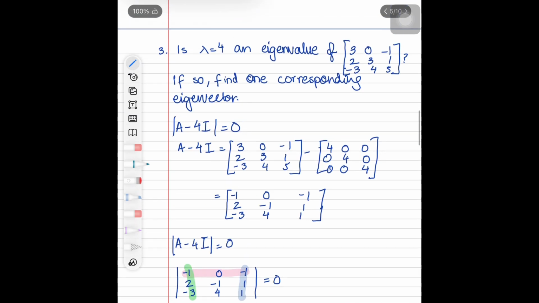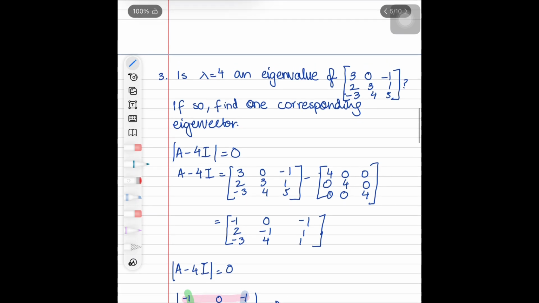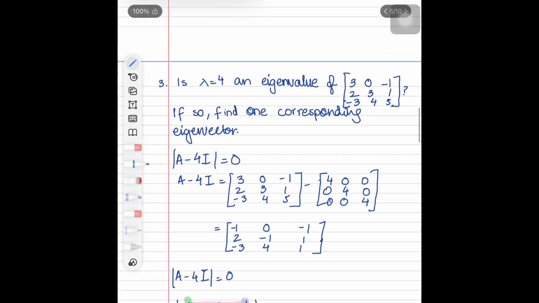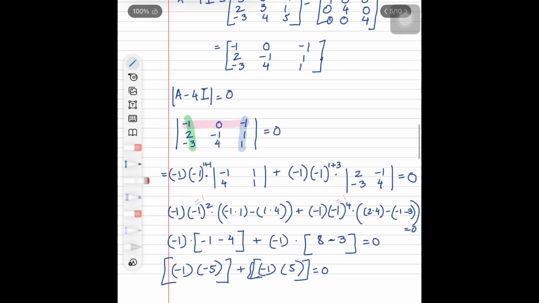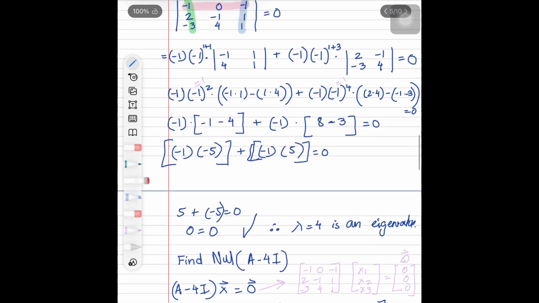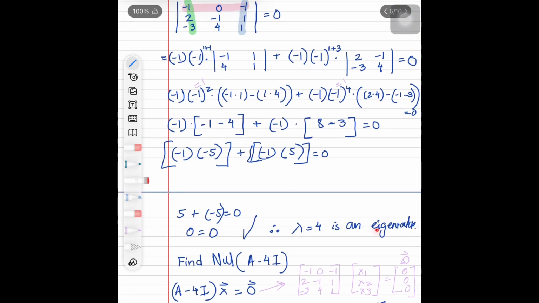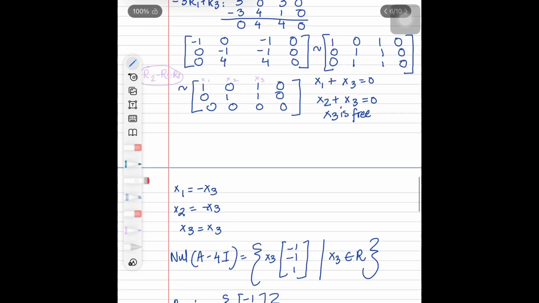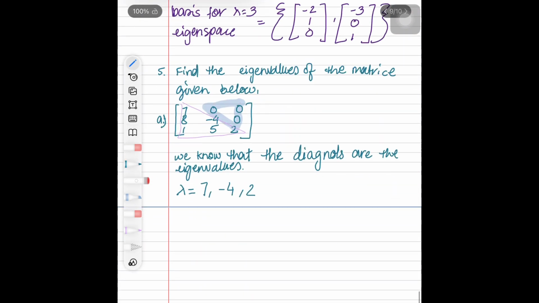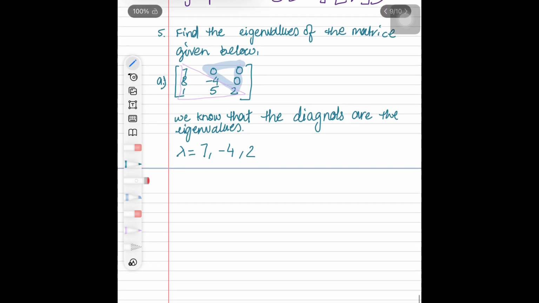So we found out if 4 was an eigenvalue of this matrix. We did A minus 4I, took the determinant of that, and then made it equal to 0. And if it was equal to 0, then we said that lambda equals 4 is an eigenvalue. You could do the same process for this one, but you won't really have to since the diagonals are eigenvalues. I mentioned the theorem in my last video, so you can check back with that. I'll show you another example.